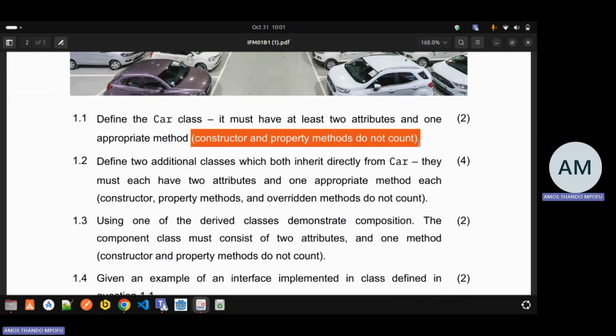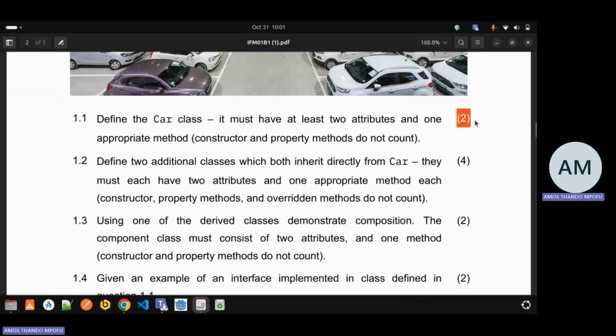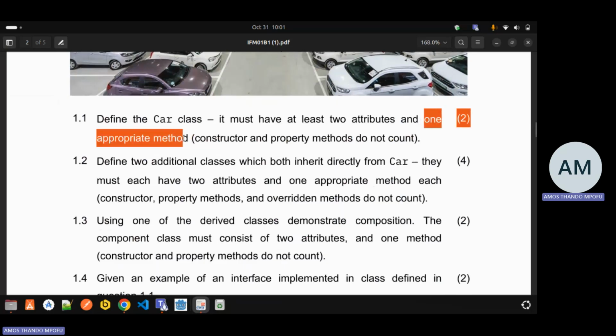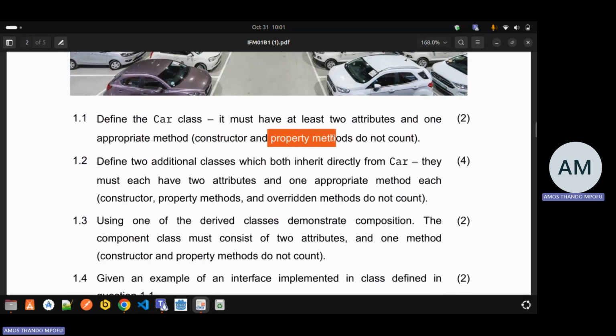It says constructor and property methods do not count. So in the process of doing your UML diagrams, do not include constructor and property methods, because they don't count for any marks. Hence that's why it's only worth 2 marks. They say you should have at least 2 attributes and 1 appropriate method. Remember, property methods do not count. So even if you have attributes that are private, it's fine.